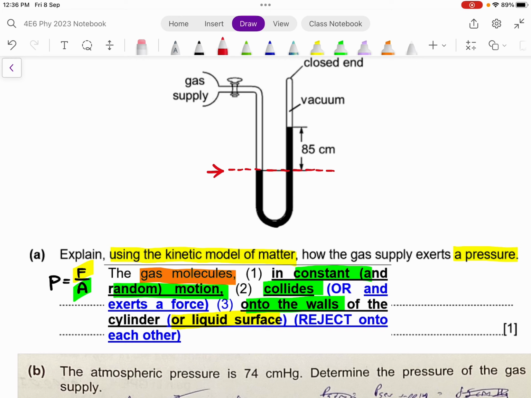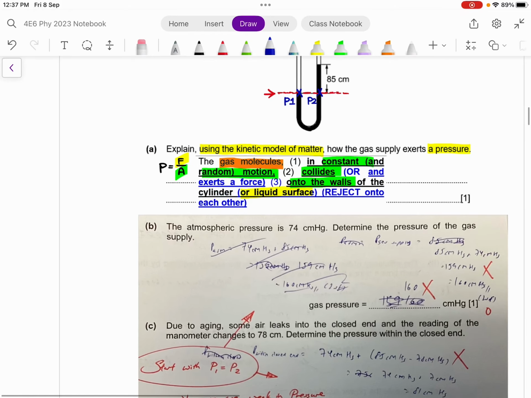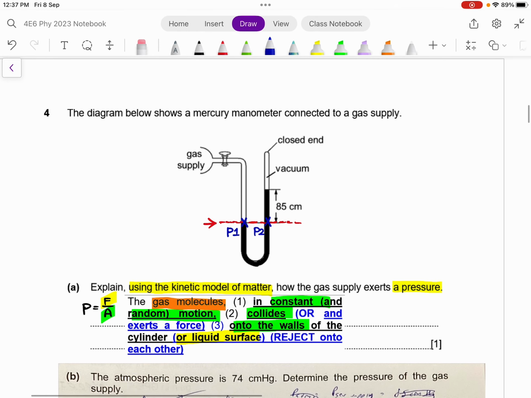Let's say you are already running out of bandwidth. To choose a convenient level means you pick the level that is the lower of the two. Then you tell yourself, okay, pressure along the level is the same, so meaning P1 equals P2. Then carry on your deduction. So this is for part B.